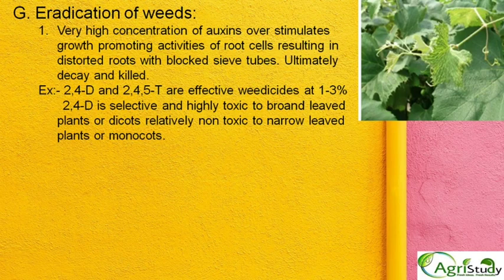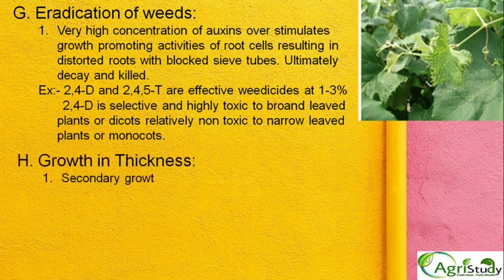2,4-D and 2,4,5-T are effective weedicides at 1 to 3%. Dear friends, auxin should be in a very minor quantity. If it is in a high quantity, then it leads to a very damaging state. 2,4-D is highly selective and highly toxic to broad-leaved plants or dicots. For dicots, it's highly selective and toxic, and relatively non-toxic to narrow-leaved plants or monocots.